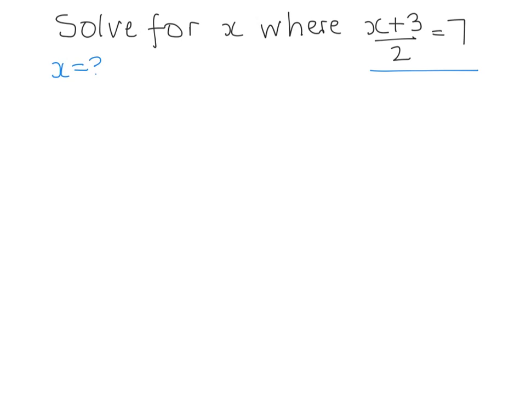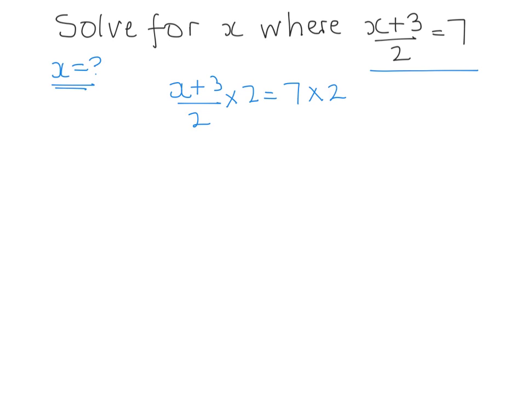So I'll write out this equation again, and then I'll start to break it down a bit. Now I need to get to a point where x equals, or whatever it's equal to. Now the first thing I'll do is I'll times by 2 both sides.